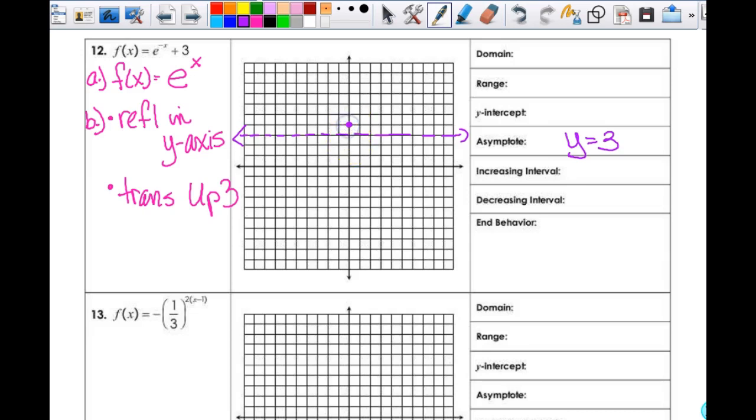1, 2, 3. Then I go back for my parent function when x is 1, y is e, which is about 2.7, right? So I'm right here. I'm going to reflect in the y-axis, which ends up over here. And then I translate up 1, 2, 3, and I'm right about there. So then for my parent function, when x is -1, y is 1 over e, which is about what? 0.36, yeah. I reflect in the y-axis, and then go up 1, 2, 3. So it looks like this.